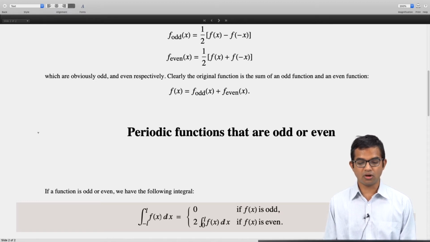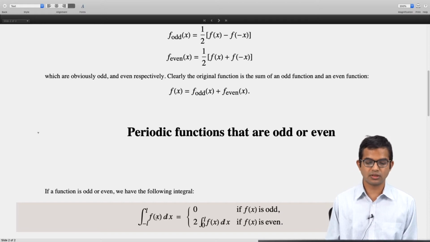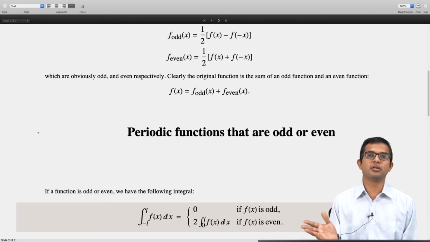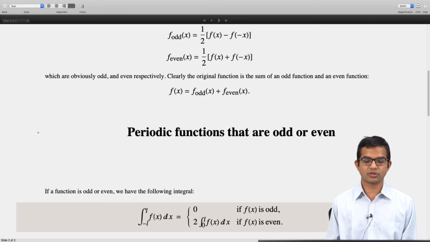If your function is odd, then this integral is going to vanish, right? Evidently, because you just use the relation that f of plus x is equal to minus f of minus x, and then you break this interval from minus L to 0 and another interval from 0 to L, sum these two, and then you can quickly convince yourself that these two parts will vanish.